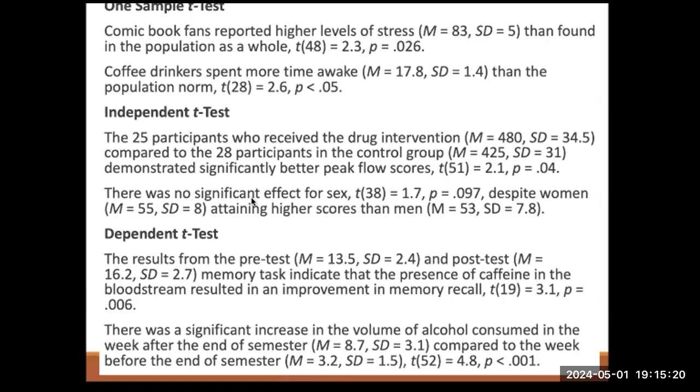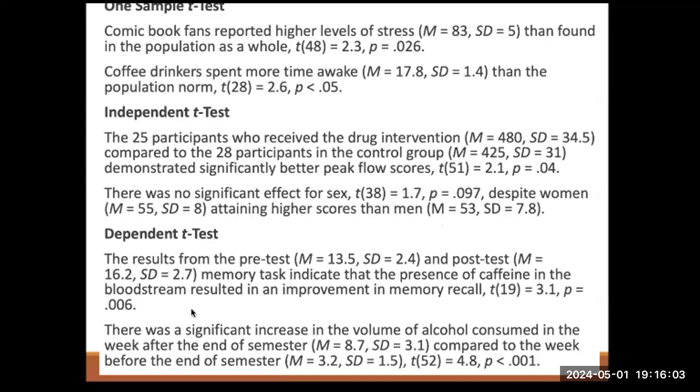And then in the second example, there was no significant effect for sex. T38 equals 1.7, P equals 0.097, despite women, and then you get the mean average for women and standard deviation, attaining higher scores than men. And there's the mean values for men. So in APA, you need to report the mean and standard deviation for each of the groups that you're comparing. So P equals 0.097, obviously that's higher than 0.05, and that's why it is a non-significant difference. So you would fail to reject the null hypothesis.